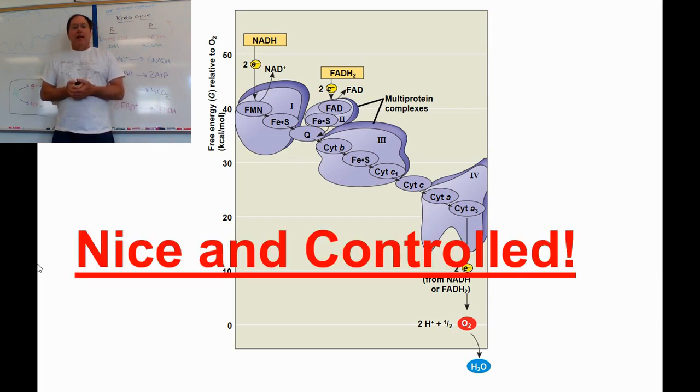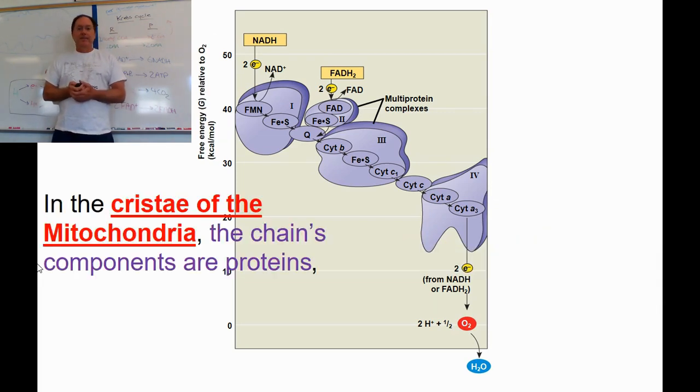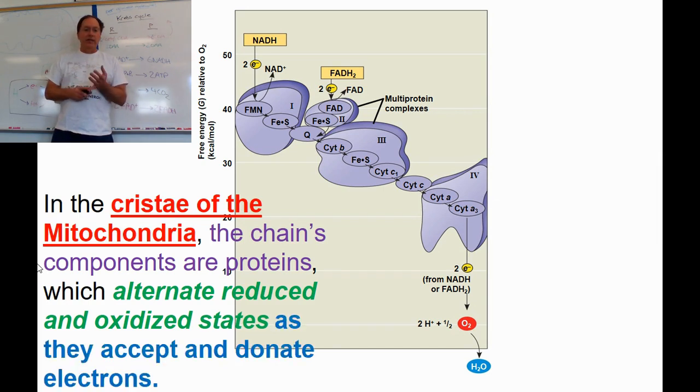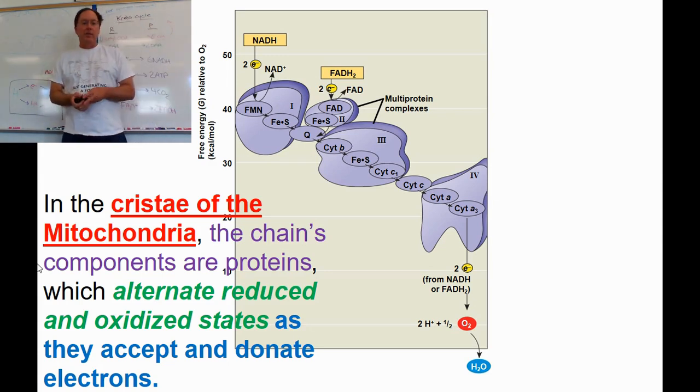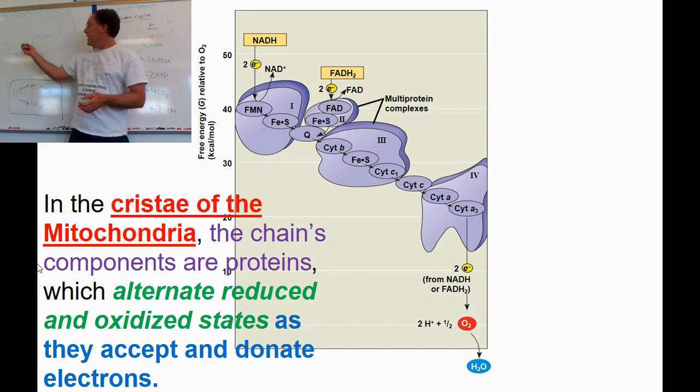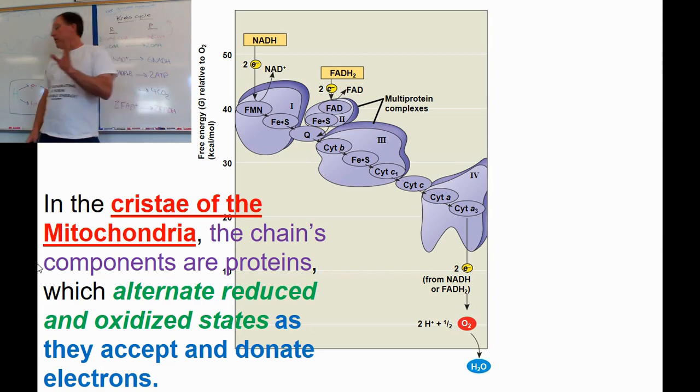So it's nice and controlled. And I'm going to read this. It says, in the cristae of the mitochondria, the chain's components are proteins which are alternately reduced and oxidized as they accept and donate electrons. Remember, the cristae is these kind of folds on this inner membrane. There's two membranes on a mitochondria. There's the inner membrane and the outer membrane. And this is the inner membrane space, and this is the matrix of the mitochondria where the citric acid cycle and link reaction occurred.